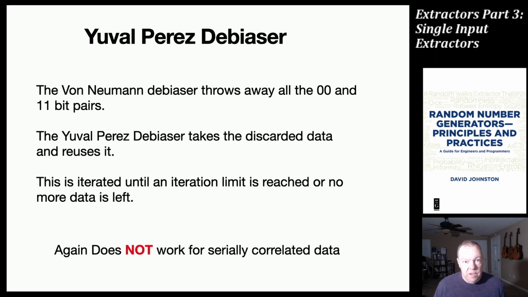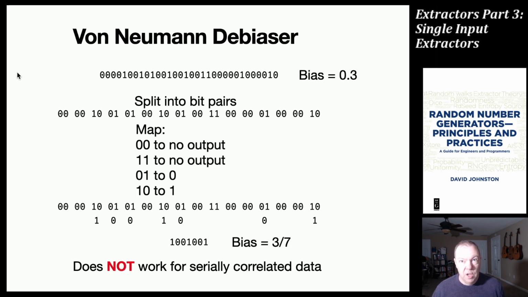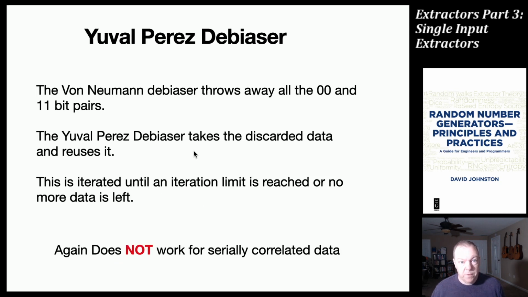There is a variation on this called the Elias-Peres debiaser. And this is a derivation of the von Neumann. So we notice that when we have the von Neumann debiaser, we're throwing away a lot of data. For each of the bit pairs that we use, we only use 1 bit, and there's about half the bit pairs we don't use. The Elias-Peres debiaser takes all that data which we've thrown away and uses it again iteratively.